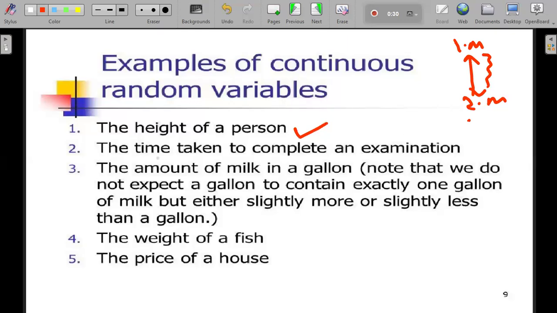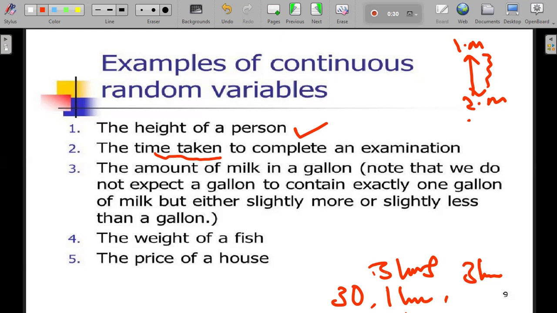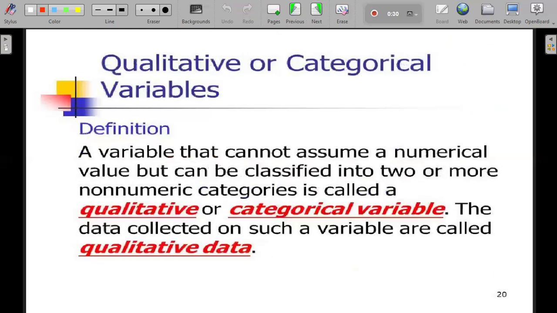And then, for example, the time taken to complete an examination. When you start writing, they say maybe the duration of the exam is 3 hours. We see people leaving after 30 minutes, they are gone. Some will leave after 1 hour, some will stay in the exam room until the 3 hours. So a person can finish writing this exam between 0 and 3 hours, can take any time between this. So that's a continuous random variable.